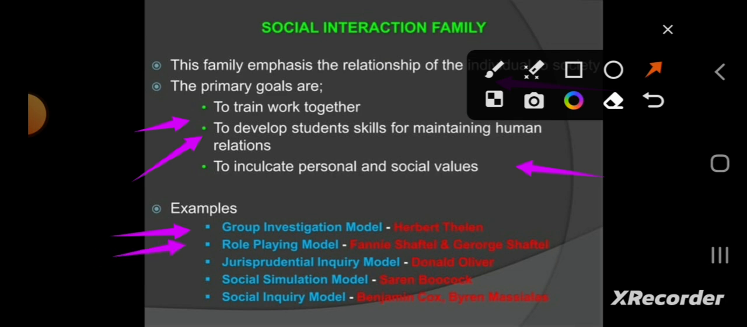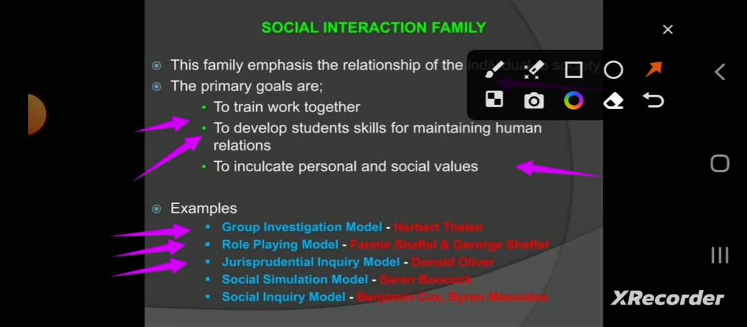Role playing. This approach uses role playing to help students practice interpersonal skills and understand different perspectives within social context. It's effective for developing empathy and communication skills.